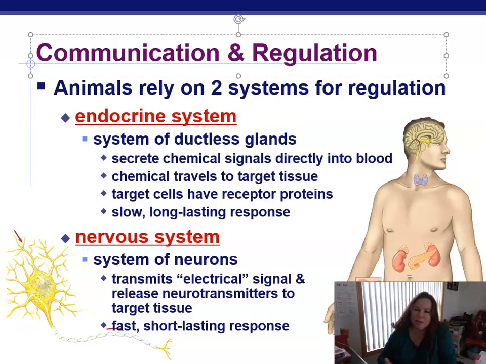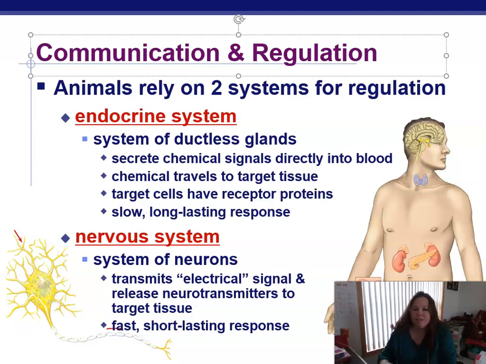As opposed to when we talked about the paracrine response, when a cell releases chemicals and then it affects cells nearby, the endocrine system is going to actually have to use the bloodstream to deliver the chemical signal around the body. And most cells might ignore that signal, but if it's a target cell that has a receptor for that specific chemical signal, that ligand, then it will respond to it if it receives that signal.